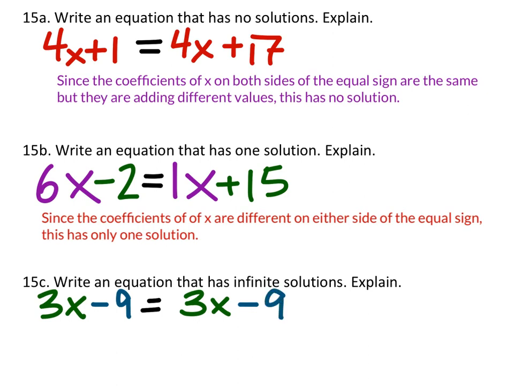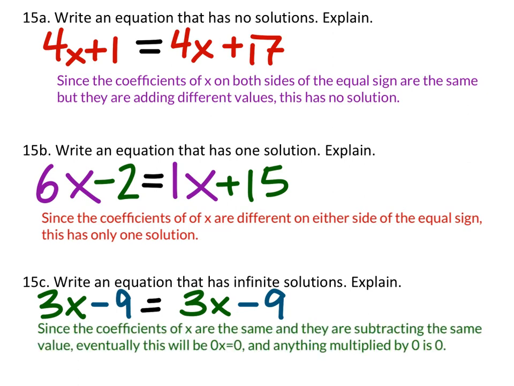Well now, I have a 3x, the coefficients of x are the same on either side of the equal sign, but now we've subtracted the same thing, which will eventually produce 0x equals 0, and anything multiplied by 0 is 0, which will always be true. And there we go. That's a good explanation. One full sentence. Anything multiplied by 0 is 0. That's very good.